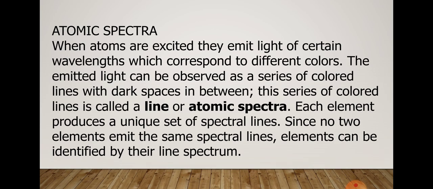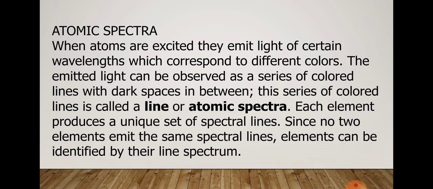Actually, ordinary white light consists of waves with all the wavelengths in the visible range. And you have seen that a ray of white light splits into a series of colored bands which is called spectrum. The light which we see of the sun, when it splits with the help of a prism, we can see that a ray of white light splits into a series of colored bands which is called spectrum.